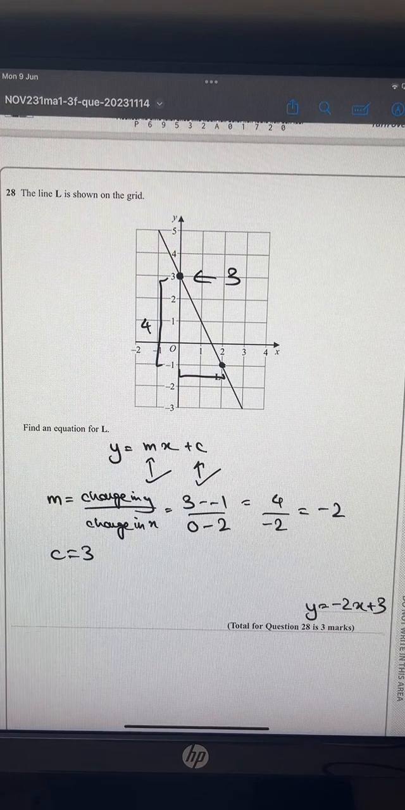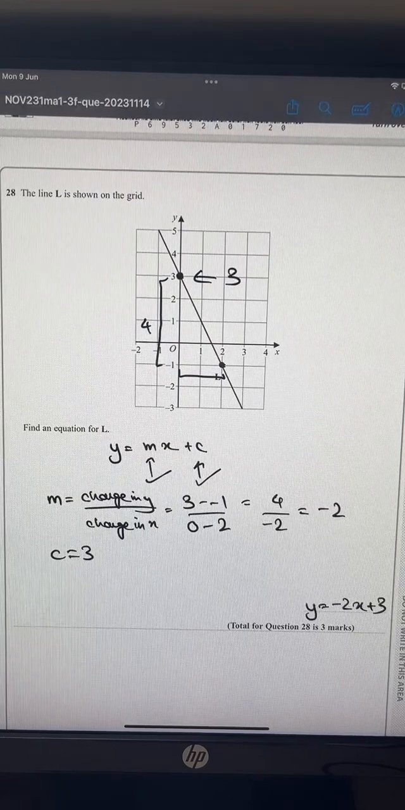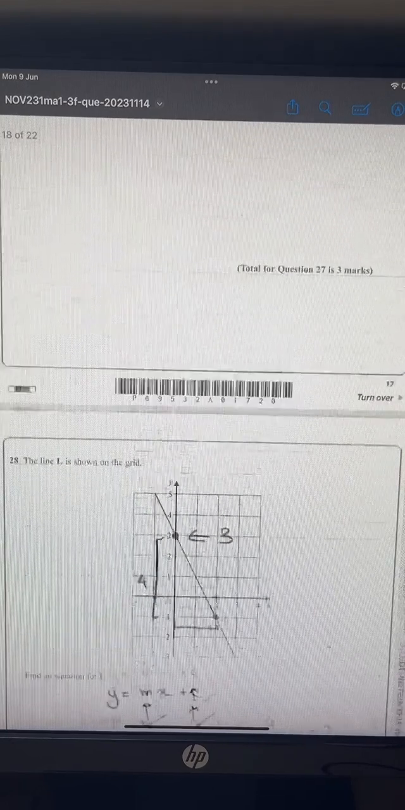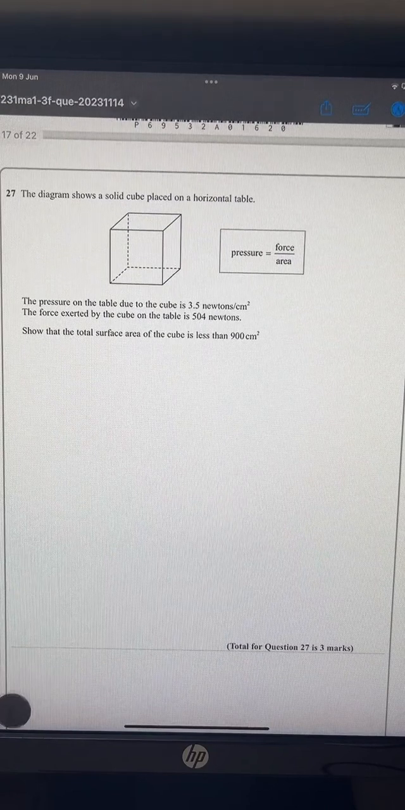there you go. Remember, if it looks like it's going down a slide, it's a negative gradient. If it's like this, m is going to be positive. It's going to be a positive gradient. Let's do 2 or 3 more questions, and I think we'll wrap it up there. This question looks a bit weird, so let's go for it.